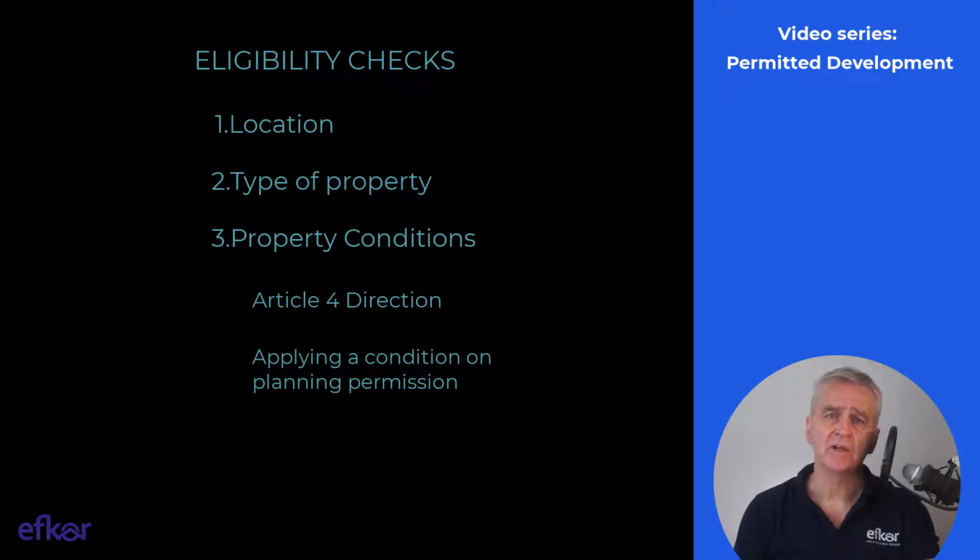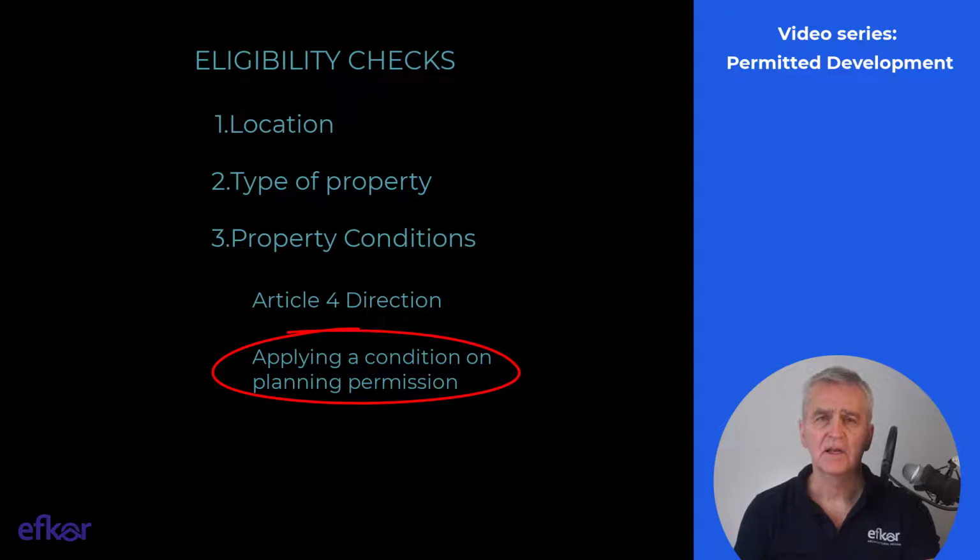How do you find out if PD rights for your property are still intact? Well, if planning approval has been granted at any time, even before you acquired the property, you can search for the planning approval document on the local council online planning register. There you'll find the planning approval decision and any attached conditions.